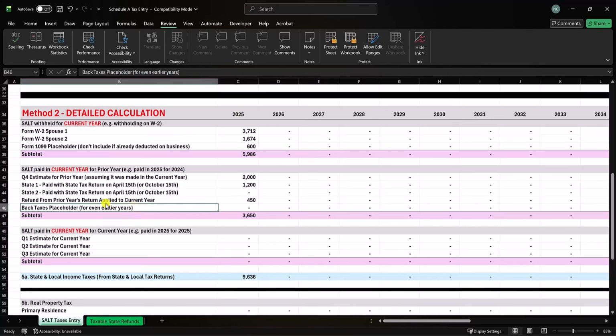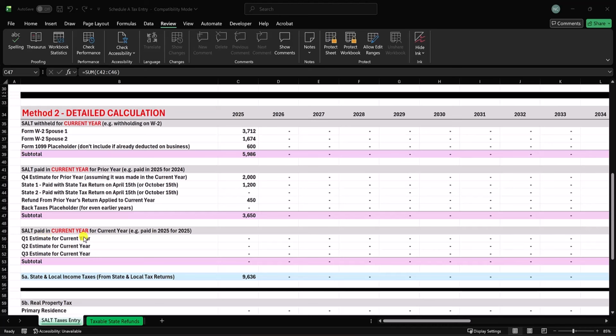But if you do have to pay some tax for a prior year and you actually make the payment in the current year, in this example 2025, then that would be a deductible item right here. In this example, let's just assume that doesn't apply. And so the subtotal for this section is going to be $3,650.